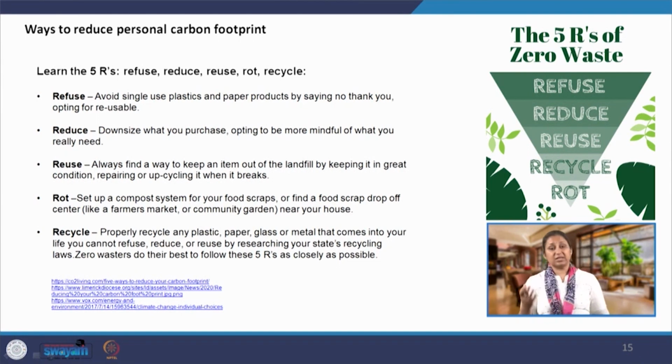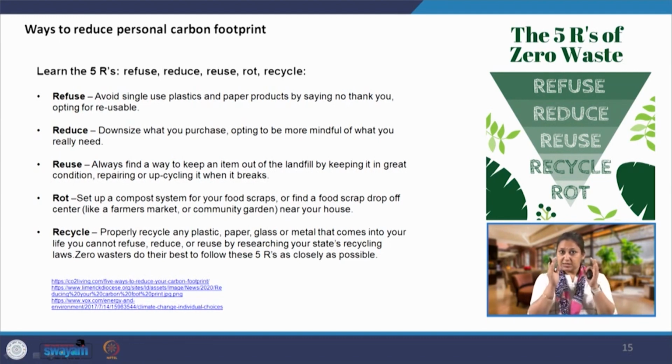Rot, so we have to set up composting systems to compost the food scraps or all the organic items, and finally we have to recycle. So, things which we cannot decompose, which we cannot reuse, or we have reused enough, we have to learn to recycle. They have to go to proper plants, we have to put them in plants, recycle them, and then manufacture more products out of that.